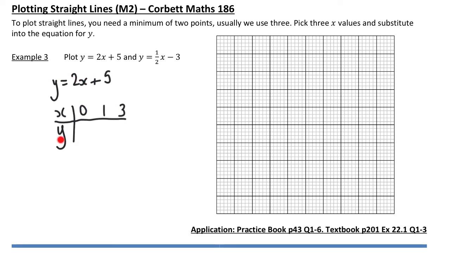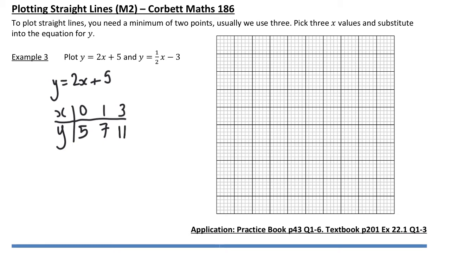So y is going to equal 2x, which is 2 times x. So when x is 0, 2 times 0 is 0, plus 5 is 5. When x is 1, we've got y equals 2 times 1, which is 2, plus 5 is 7. And when it's 3, 2 times 3 is 6, plus 5 is 11.